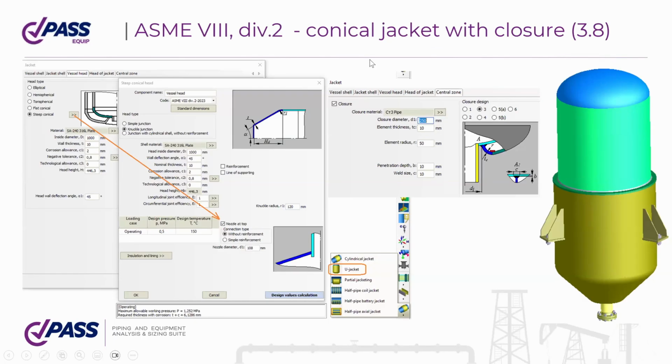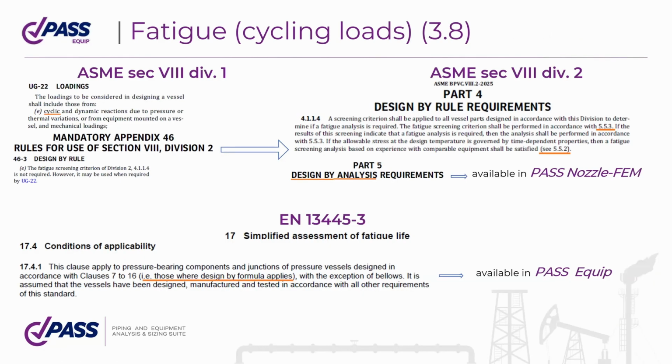And another very interesting and important feature is cyclic loading. For cyclic loading in ASME, we mostly follow their recommendation and do it in FEM in the places of stress concentration. But the European code also has some formula applied, some simplified method for assessment of fatigue life. And now in version 3.8, it is available also in PASEQUIP Web.